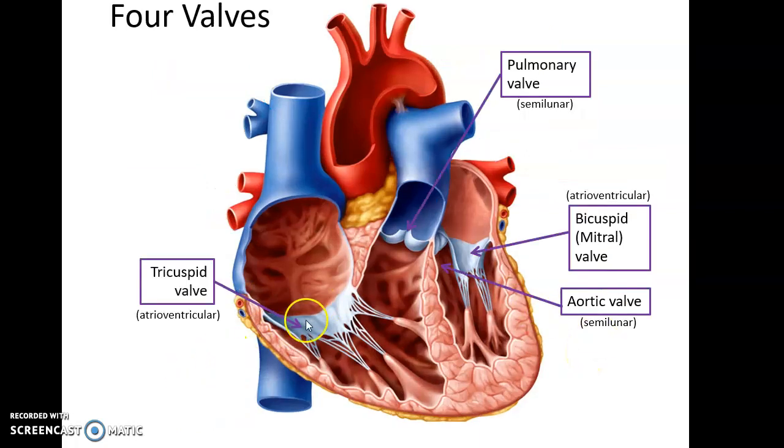There are four valves. There's the tricuspid valve between the right atrium and ventricle. We have the pulmonary valve between the right ventricle and the pulmonary trunk. We have the bicuspid valve, also known as mitral valve, between the left atrium and left ventricle. And then you can barely see it here, the aortic valve between the left ventricle and the aorta.